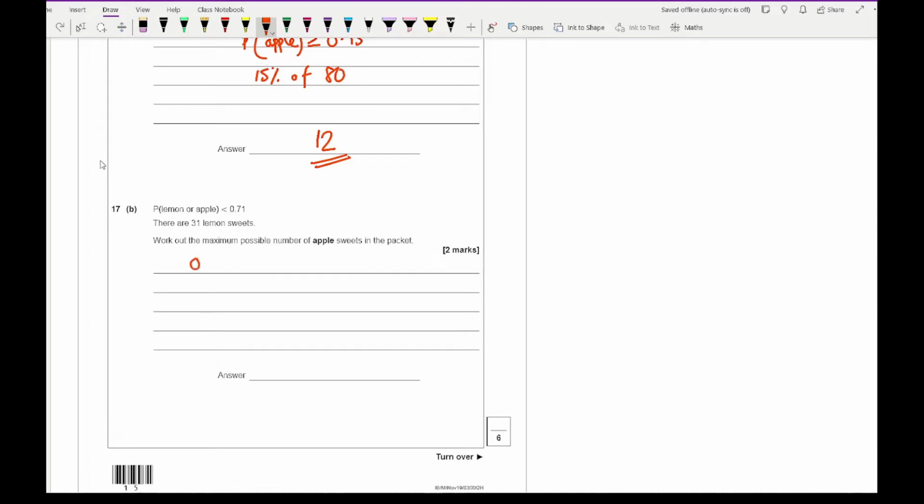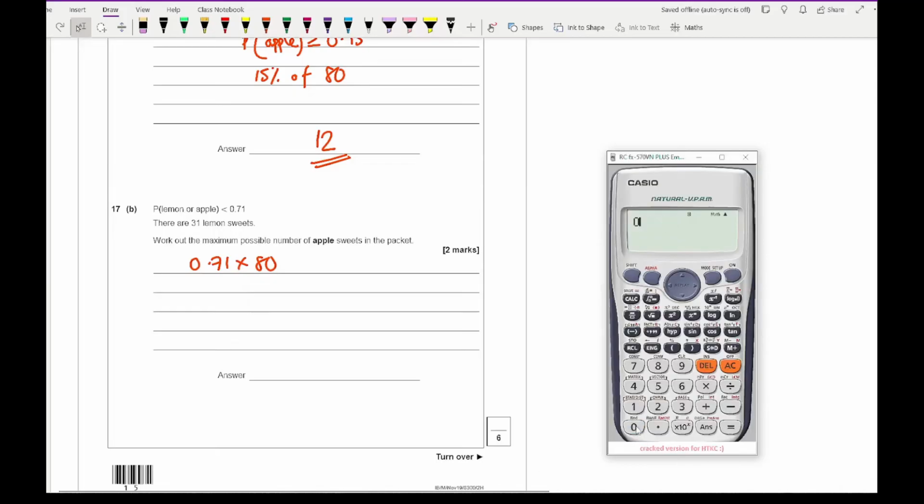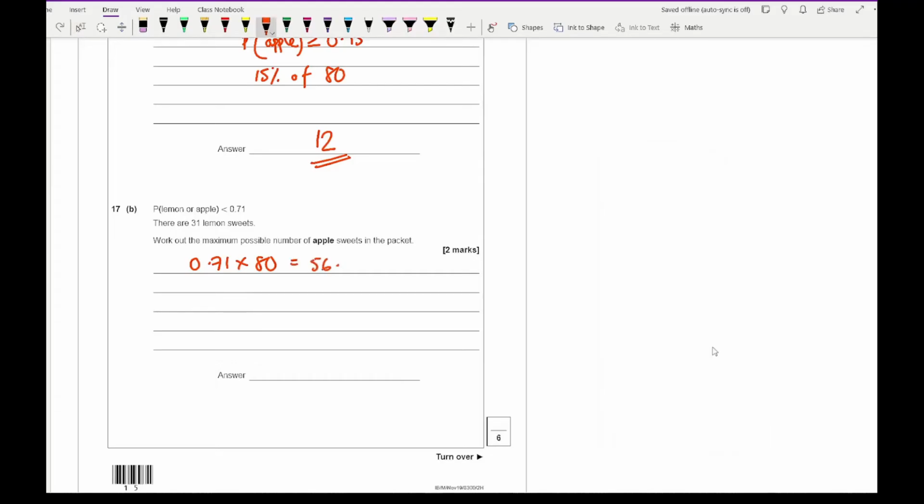So here we've got 0.71 times 80, and let's quickly get the calculator out. 0.71 times 80 is going to give me around about 56.8. Now from this, what I then need to do is take that away from, so we're looking at 56 minus 31, which then gives me an answer of 25.